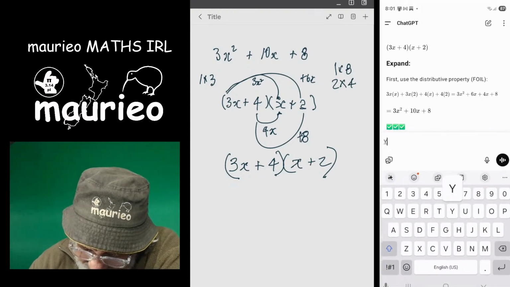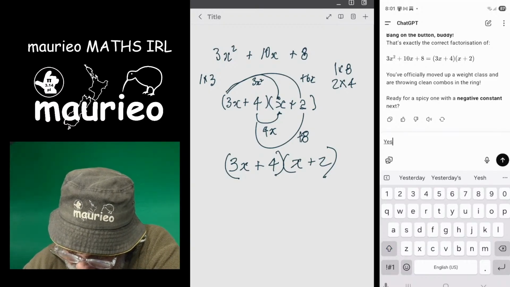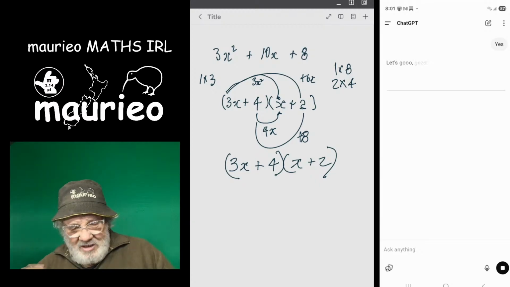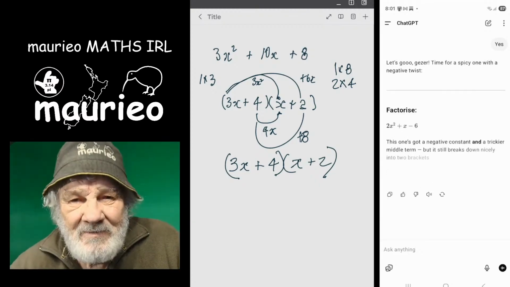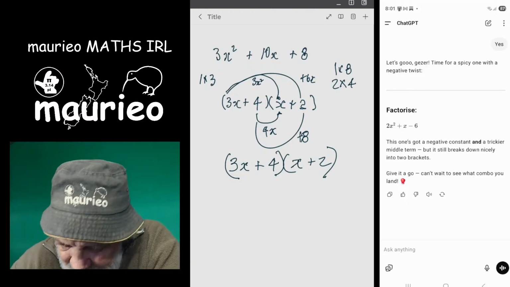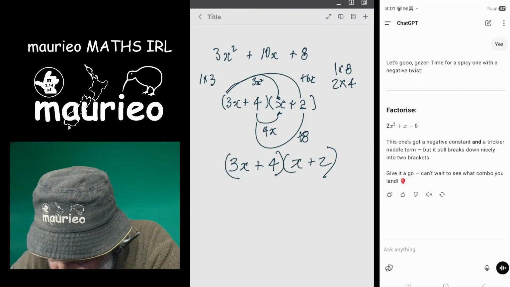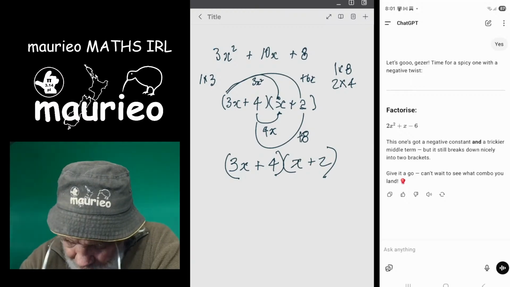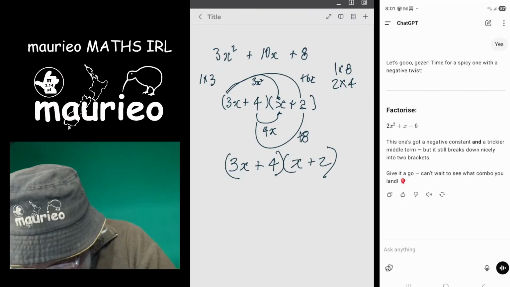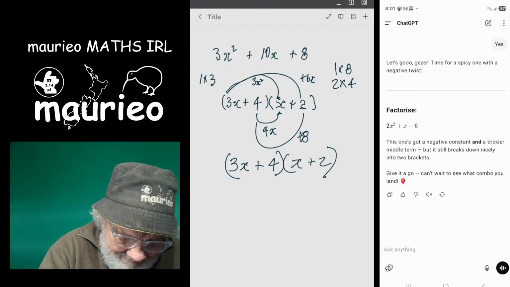Okay. Yes. Okay, so, right. We're going for one more. 2x squared plus x minus 6.